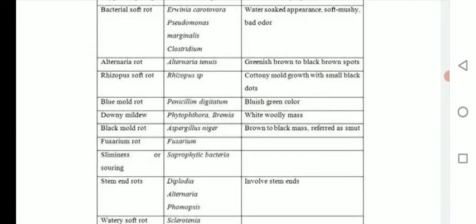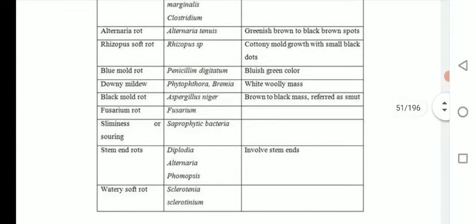Then next, Alternaria rot. It is caused by Alternaria tenuis, and you can see greenish brown to black brown spots in vegetables. And in case of Rhizopus soft rot, it is caused by Rhizopus species, and you can observe cottony mold growth with small black dots.